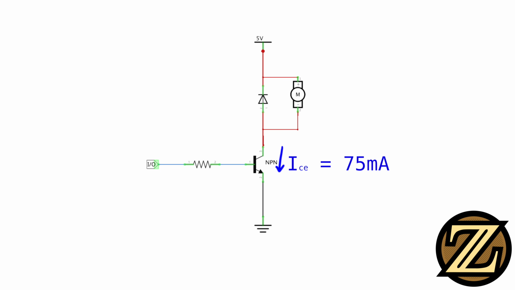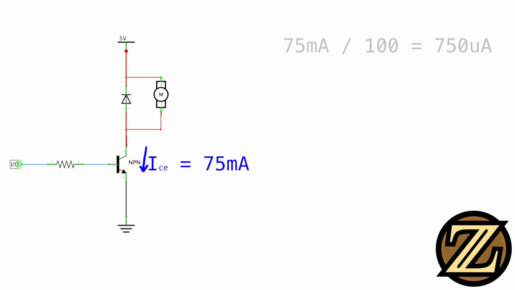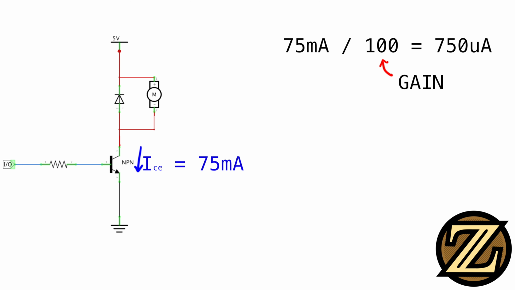With our circuit, we want to shoot 75 milliamps through the collector, so let's do some math. 75 milliamps divided by 100, which is our gain minimum, yields 750 microamps, meaning we need to shoot a minimum of 750 microamps through the base of the transistor. This is less than the max output of the Arduino, so this means this transistor is fine for our needs.